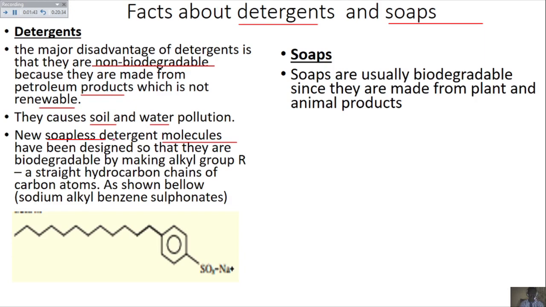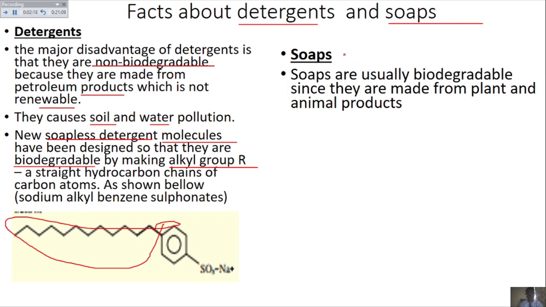Then the new soapless detergent molecules have been designed so that they are biodegradable by making the alkyl group a straight hydrocarbon chain of carbon atoms, as shown below here now.